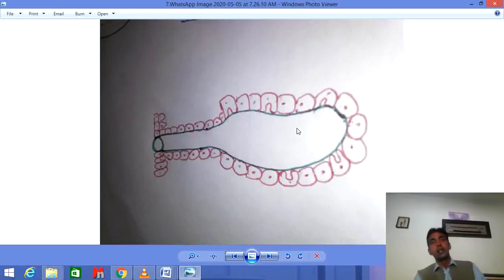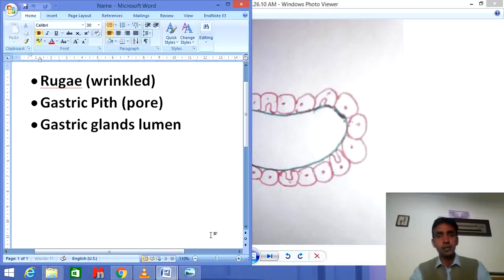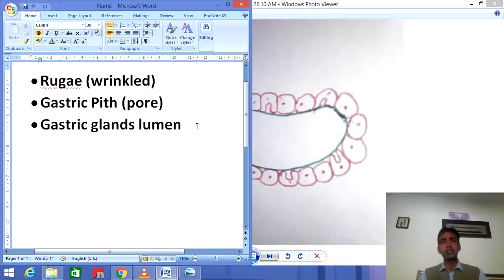This is the gastric lumen, and this is the gastric gland lumen, or gastric gland cavity. The gastric pit leads to the gastric gland lumen, and the gastric pits are present on the surface of the gastric lumen.